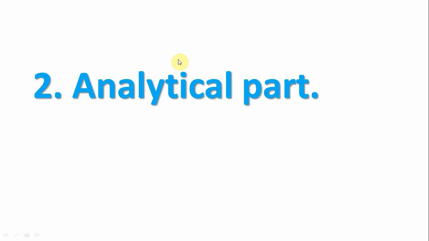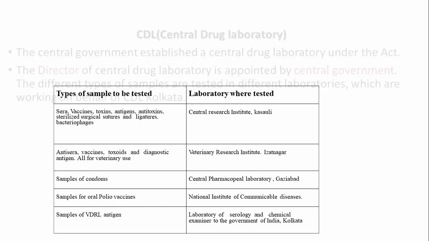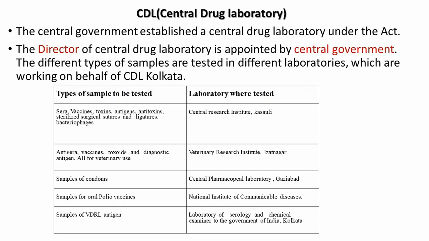Second part is the analytical part. In that, first, CDL, that is Central Drug Laboratory, which is situated in Kolkata. The central government established a central drug laboratory under this Act. The director of the central drug laboratory is appointed by the central government. The different types of samples are tested in different laboratories, which are working on behalf of CDL Kolkata. Main CDL is situated in Kolkata.